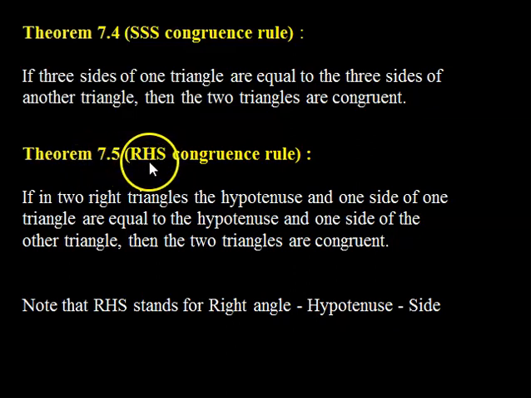And the next one is the RHS congruence rule. What do you mean by RHS? This is called right angle, hypotenuse and side. This congruence criterion we will apply wherever we see a right angle triangle. It states that if in two triangles the hypotenuse is equal and one of the sides is equal, and both are right angle triangles, then those two triangles are congruent.